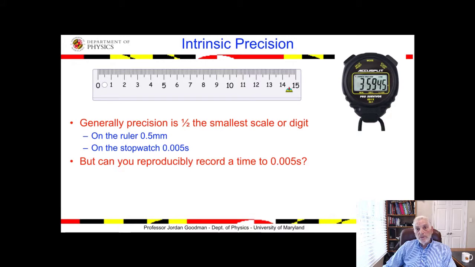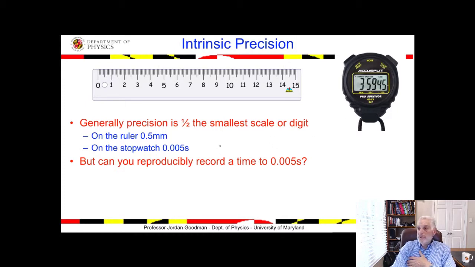So let's talk about intrinsic precision. Consider the ruler here. If you look at this ruler in the picture, the smallest markings are a millimeter. I can generally read something to at least a millimeter, but I could probably read it to within half a millimeter. I could say which line it lines up with, to half a millimeter. If I look at the stopwatch over here, the last digit is 1/100th of a second. So I could say that the stopwatch could be read to within 0.005 seconds. That's the half width of the smallest unit.